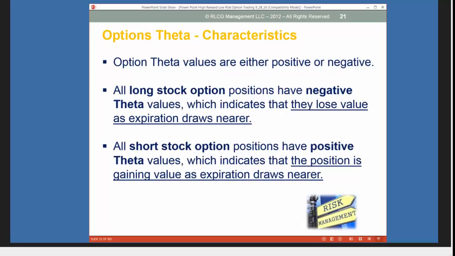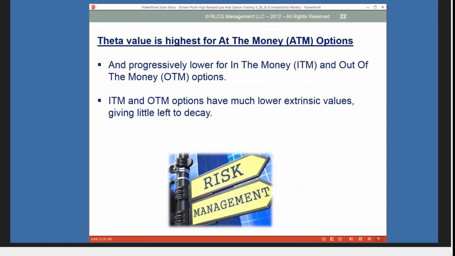So option theta is going to have values that are either positive or negative. All long stock options, so if you're long a call or long a put, are going to have a negative theta value, and that indicates that they're going to lose value as expiration draws near. Now all stock option positions that have a positive theta value are ones that are short, like short calls and short puts. Those have a positive theta value, which indicates that the position is going to gain in value as expiration draws nearer. So by knowing the two different effects, you can structure your trades based on those dynamics.